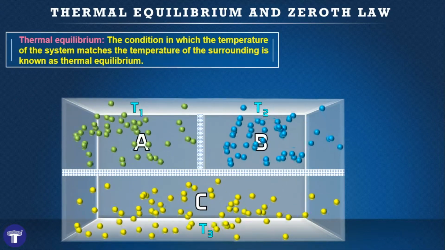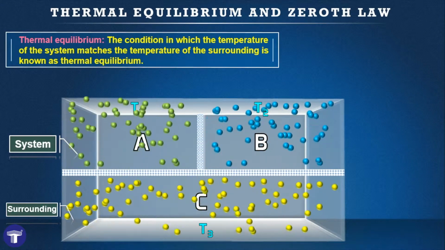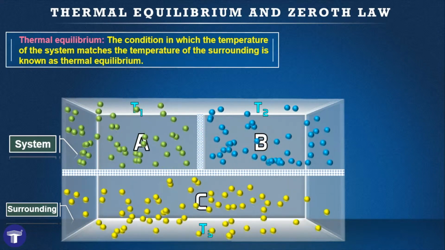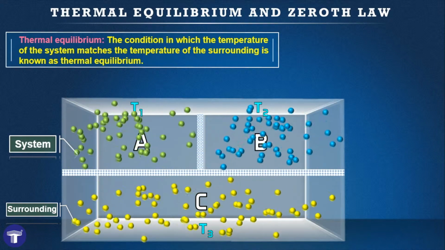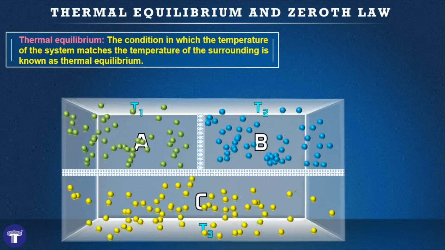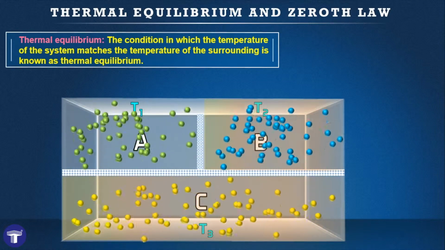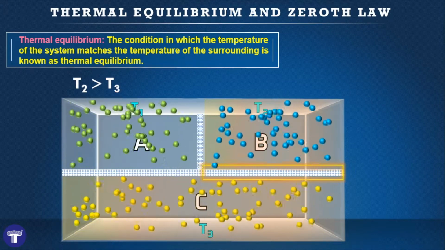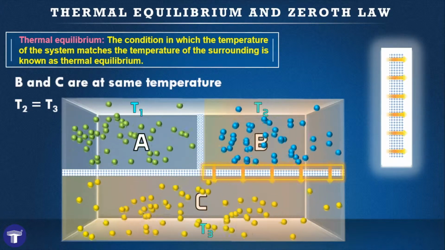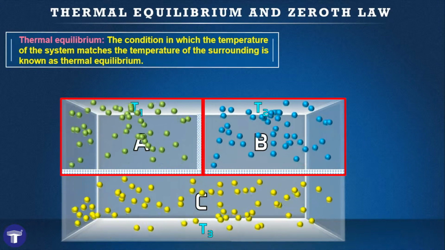The condition that the temperature of the system, which in this case is A, matches the temperature of the surrounding, which is system C, is known as thermal equilibrium. So A was our system and we said that C is the surrounding because A is the system we were studying. So now A and C are in thermal equilibrium because their temperatures are the same. A similar conclusion can be drawn between B and C because the heat energy from B will also start flowing into C because T2 is also greater than T3. After some time again, B and C will attain the same final temperature. However, remember that A and B have not been allowed to interact.